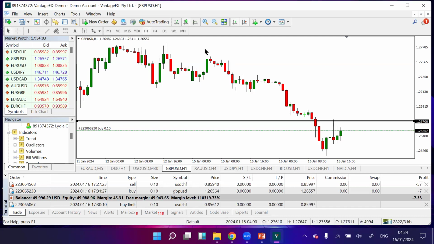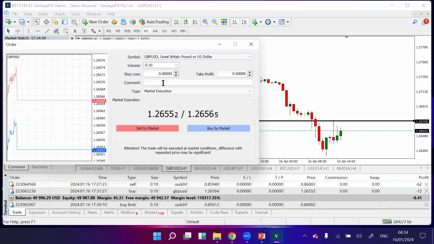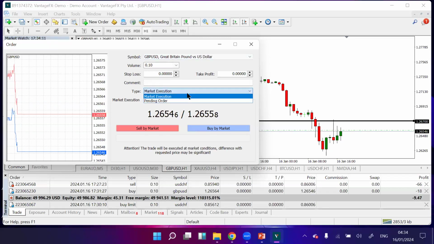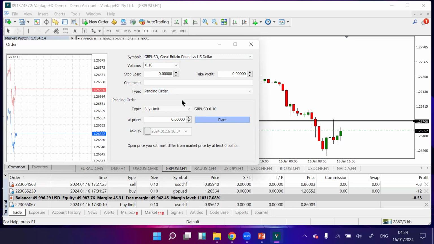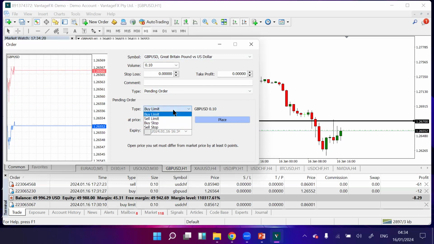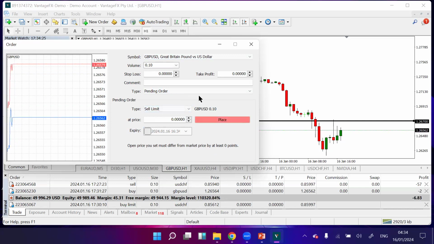So in this case, what we do is we go to new order, click on new order. Where you have market execution, we click on pending order. But in this case, we're not doing buy limits, we are doing sell limits. So we click on sell limit. Where is the sell limit price? For us to do a sell limit, we have to get an entry price. In this case, our entry price is 1.26700. So we click on place.